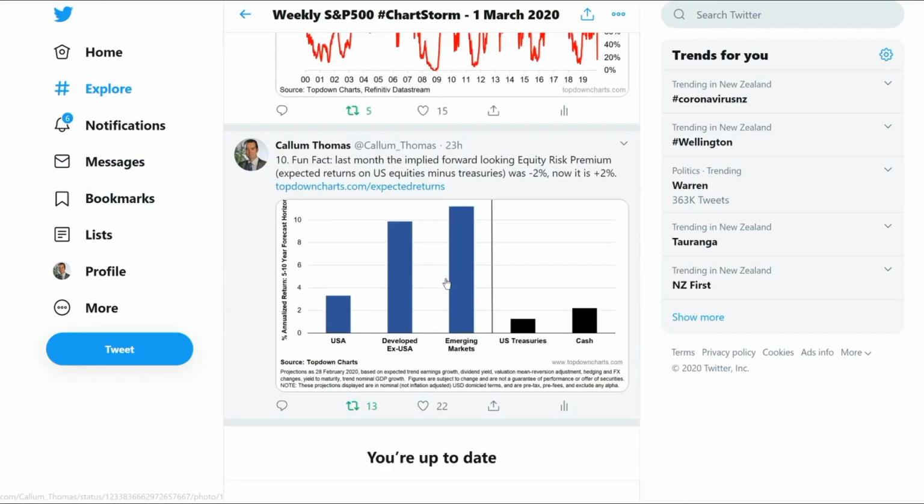But finally, number 10, fun fact. Last month, the implied forward-looking equity risk premium, so equity risk premium is the expected or realized or prospective return of equities versus a risk-free asset, in this case we might call it treasuries. The way that we are calculating this, expected returns on US equities minus treasuries was minus 2%, and now it is positive 2%.